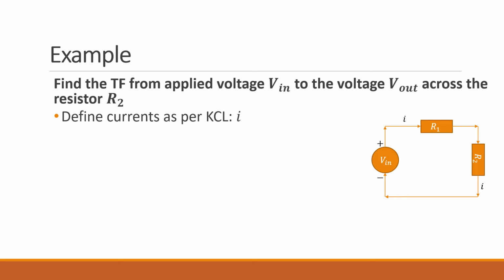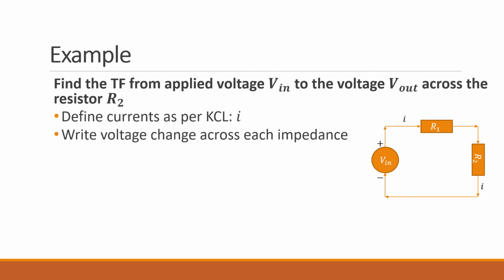Next step is to write voltage changes across each impedance as we move in, say, the clockwise direction of the current. Voltage drop across R1 is minus IR1, i.e. the voltage decreases. The voltage drop across R2 is minus IR2, and the voltage actually increases across the battery by Vin as we move in the clockwise direction. Note, this all depends upon how you define your current's direction and how you are moving around in the loop. I usually choose clockwise for both of those.